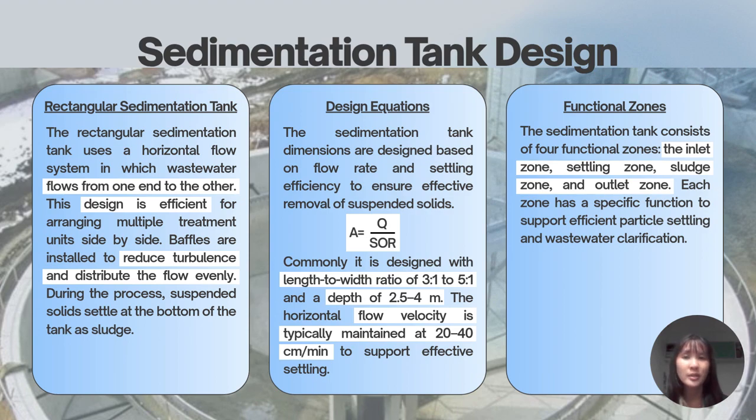The first one is the inlet zone, which is used to ensure incoming wastewater is distributed evenly across the tank. Second is the settling zone, which is used to clarify suspended solids. Next is the sludge zone, where solids will be collected and removed for the next treatment. And lastly is the outlet zone, where water, now free of floating particles, is finally removed and discharged.